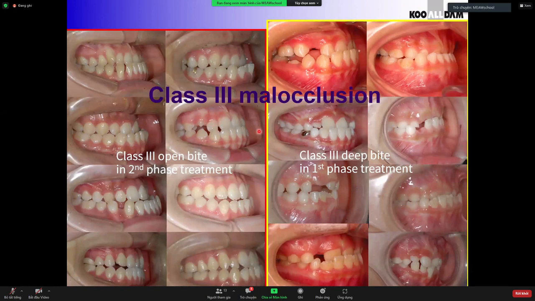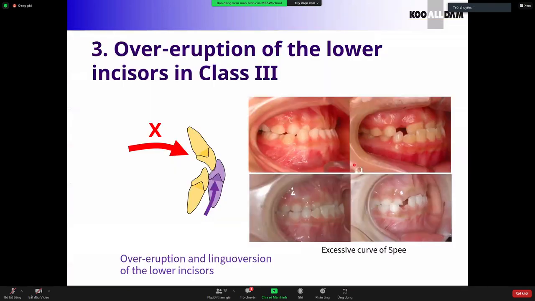In class 3 malocclusion, which one is more popular, open bite or deep bite? We can see the different view. In adult patient, we can see class 3 open bite, some kind of edge bite. However, during the primary and mixed dentition, we can see the class 3 deep bite. This kind of class 3 deep bite looks severe.